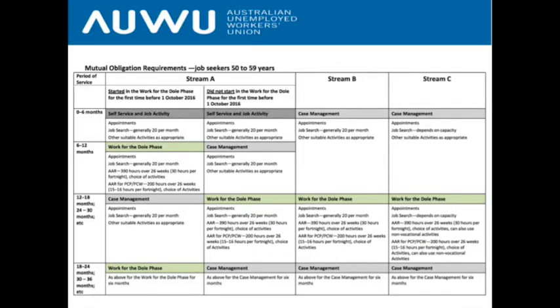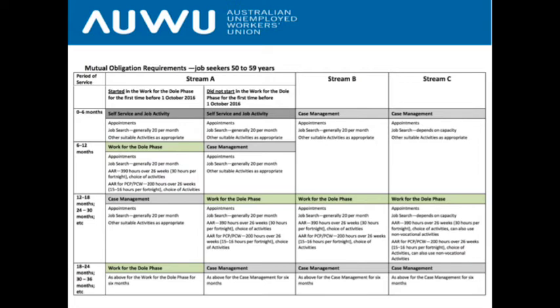Moving on to job seekers aged between 50 and 59. The requirements here are effectively identical to the previous cohort. You've got appointments, you've got your job search. The only difference here is the wording, where under annual activity requirement, AAR, it states choice of activities. And this is quite misleading, actually, because as I was mentioning earlier, everybody has a choice of activities when they enter into their work for the dole phase, but it seems like job active agencies are more encouraged to give people choice when they're over 50, but the reality is everybody has that choice. So just another really tricky part of these guidelines.